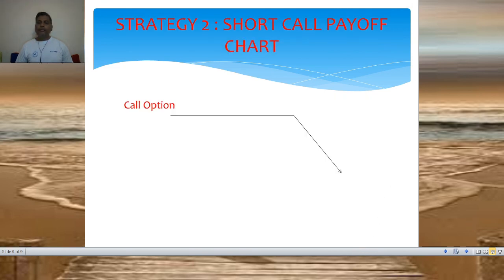Now let us try to understand this with the help of the graph. So if we sell the call option of a strike price 2600 and if the spot price remains below this strike price and goes lower and lower, the seller will have the profit of option premium. Whereas if this spot price starts going above the strike price, the seller will have unlimited loss.